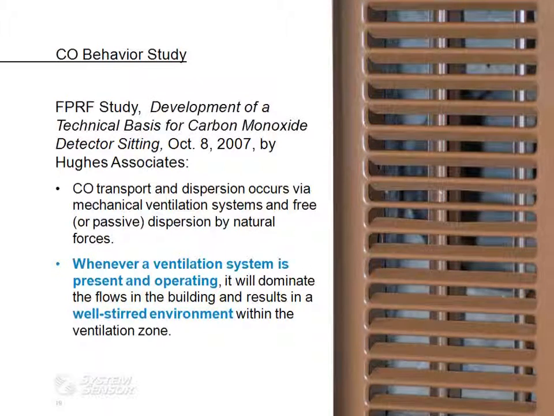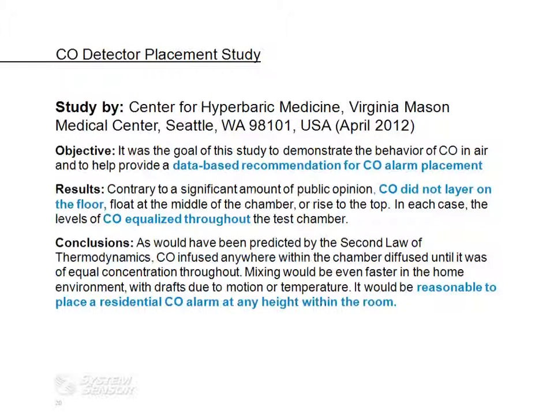But let's take a look at it from a number of ways here. There have been some third-party studies out there. The FPRF study, for the development of a technical basis for carbon monoxide detector siting, was done in 2007. They found that whenever a ventilation system is present and operating, that ventilation system is going to dominate the flows within the building, and it's going to cause the carbon monoxide to be well stirred within its environment. So it's going to distribute very evenly within the environment that air is in. Another study, done in 2012, is by the Center of Hyperbaric Medicine.